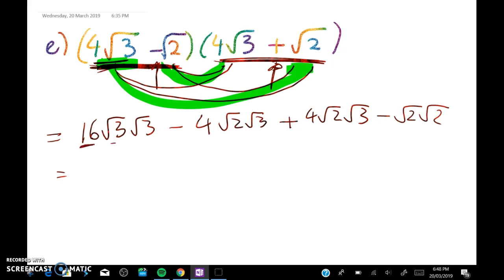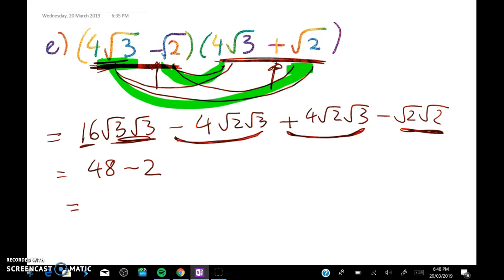Here we've got 16 times 3, so that's 48. This and this go together to give me 0, so minus 4 root 6 plus 4 root 6. And then I'm left with minus root 2 times root 2, which is 2, giving me 46.